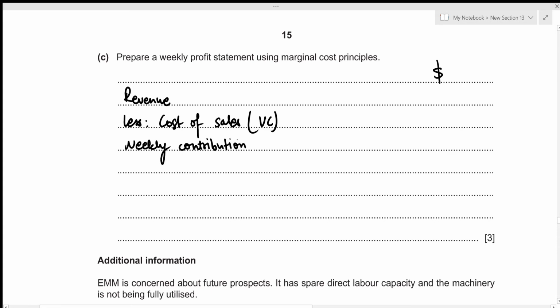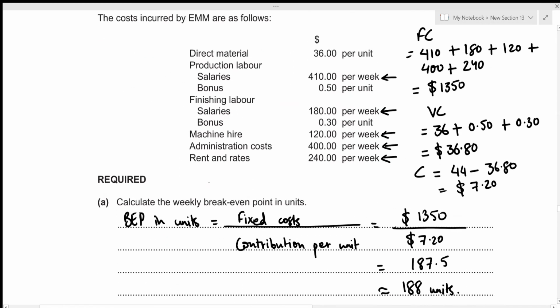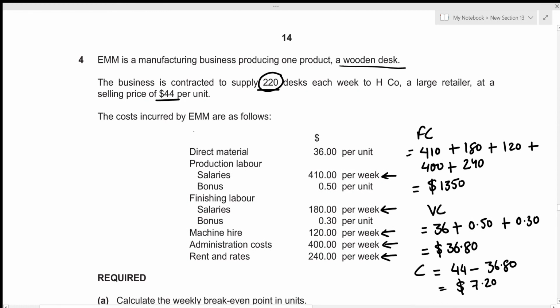Then we need to subtract the fixed costs. Then we will get our weekly profit. Okay, let's have a look at the above information. Since we are making a weekly profit statement, we need to consider the weekly number of units produced, which is 220, and each unit is sold at the selling price of 44.